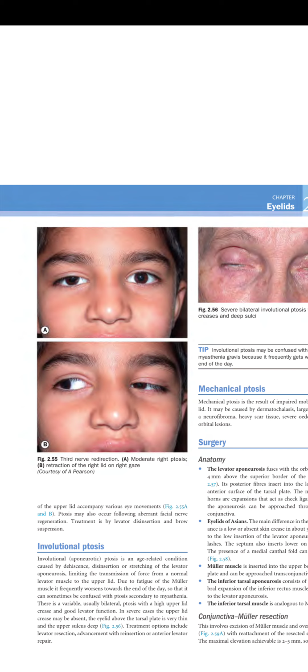So what happens is that there will be ptosis in the eye, but it will get better on side gaze, just like in figure 2.55, third nerve redirection. A is showing moderate right ptosis and B is showing retraction of the right lid on right gaze. So there is ptosis of the right eye, and when the patient looks to the side, the lid gets retracted. So this is a third nerve misdirection.